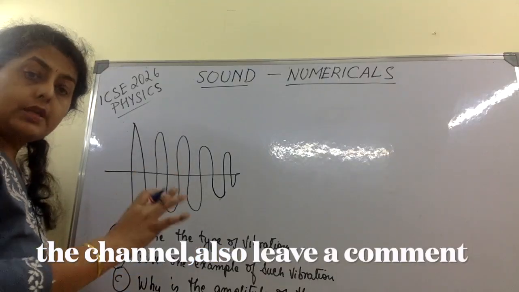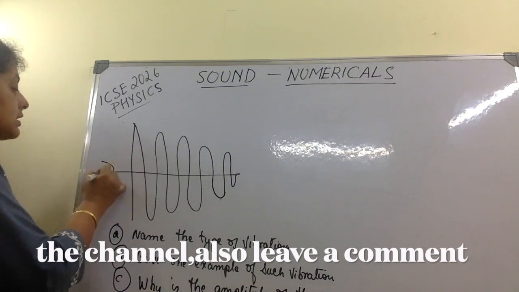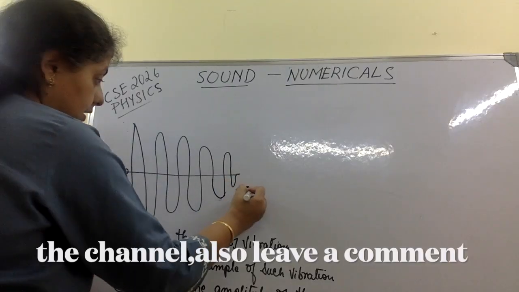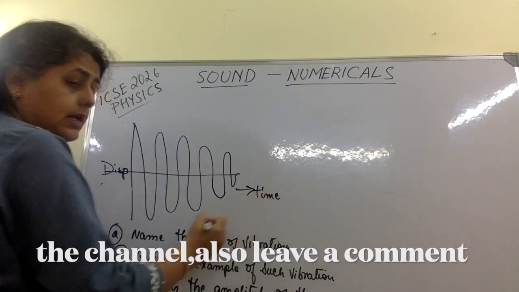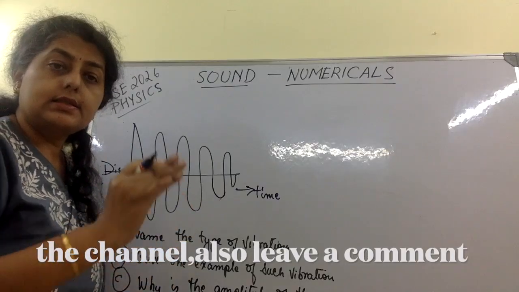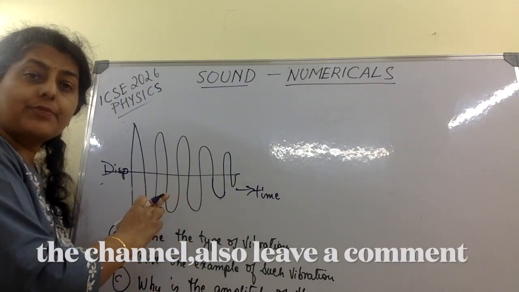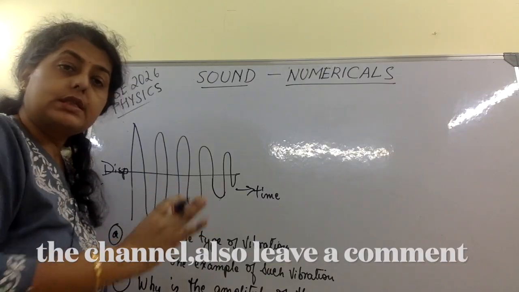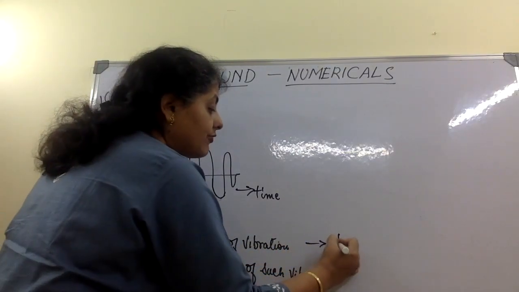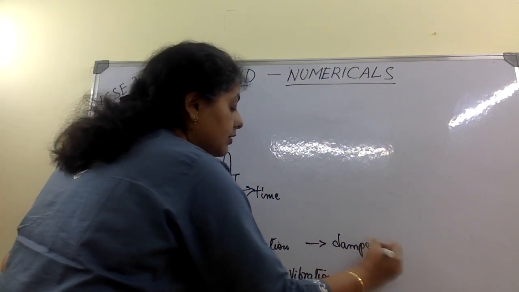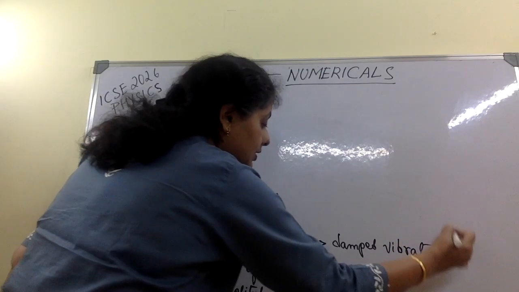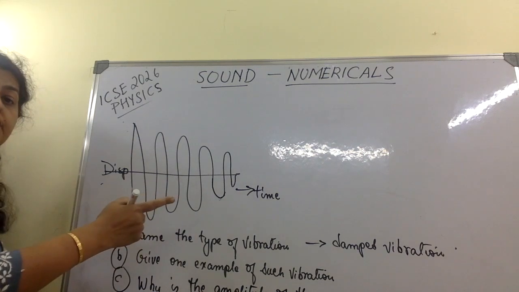So here we have a very common question. This is displacement. The y-axis is displacement and this is time. Very commonly asked, and let me tell you something, don't go to the exam in physics, ICSE boards without knowing this graph. Okay, your preparation is incomplete if you don't know this. Okay, name the type of vibration. The type of vibration is damped vibration. Give one example of such vibration.